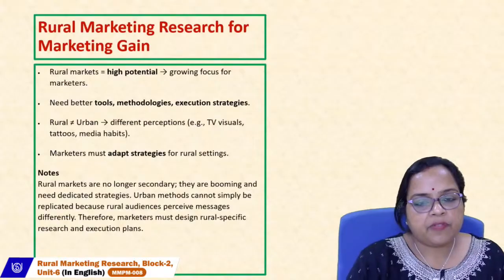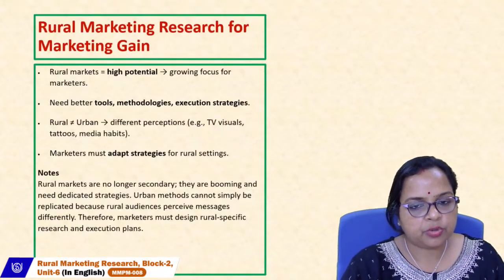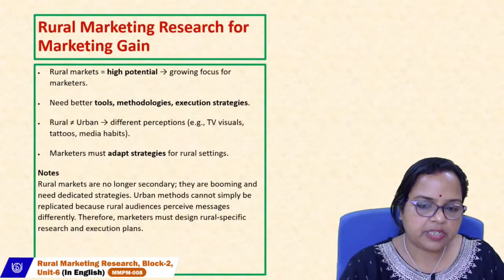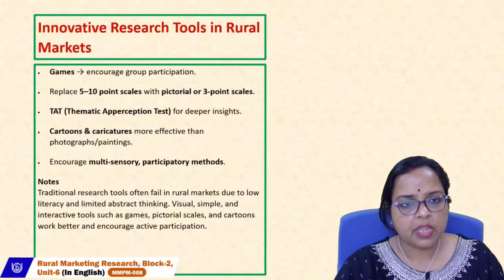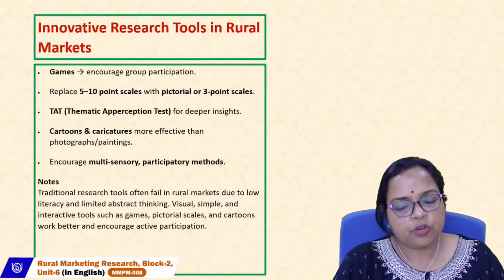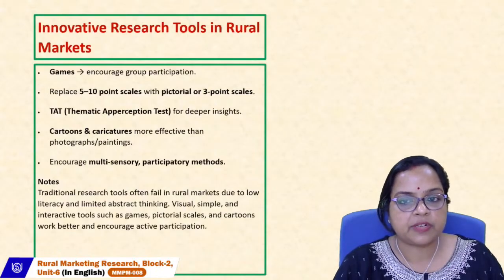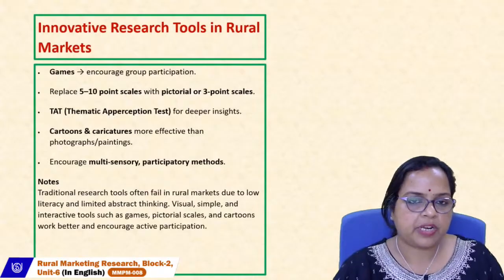Rural and urban consumers have different perceptions about products because they are differently aware of the product through different exposures. Marketers must adopt strategies for the rural setting because it is different from the urban setting. Innovative research tools in rural markets. There are many innovative research tools. We discussed exploratory, descriptive, PRA, survey methods, and simple primary and secondary sources of data collection.